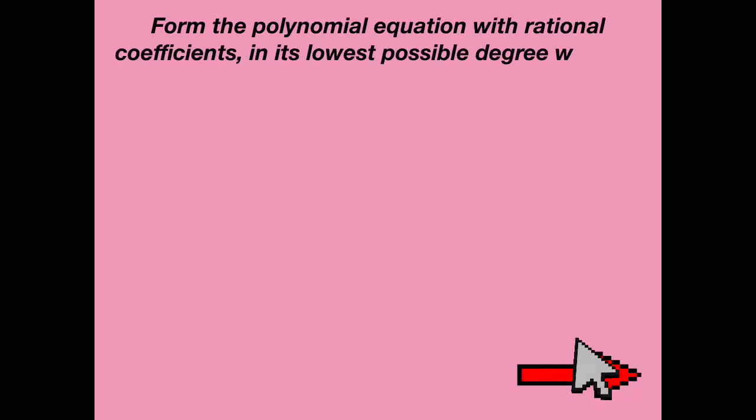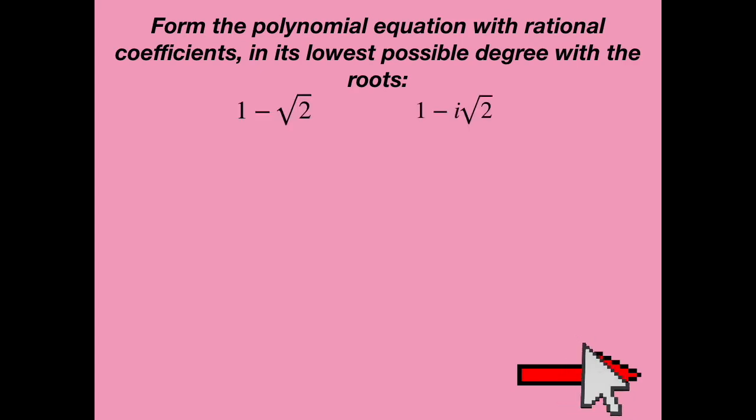Form the polynomial equation with rational coefficients in its lowest possible degree with the roots 1 minus square root of 2 and 1 minus i square root of 2. Just a reminder that all square roots and imaginary numbers come in pairs. Next, you make sure all roots are equal to 0.